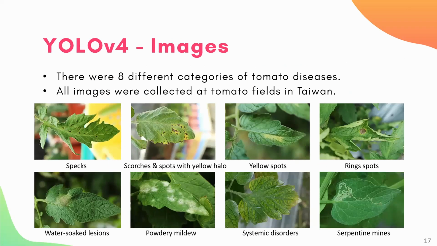And here, I will talk about the images that were used to train the model. There were 8 different categories of tomato disease: specks, scorch and spots with yellow halos, yellow spots, ring spots, water soaked lesions, powdery mildew, systemic disorders, and serpentine mines. And these images were all collected at tomato fields in Taiwan by plant pathologists.